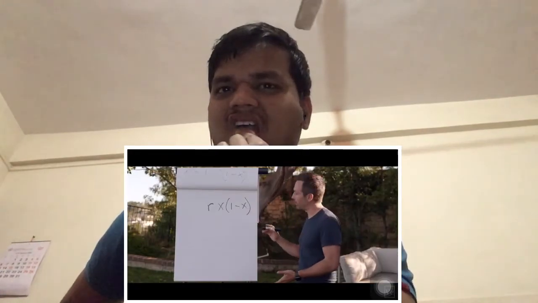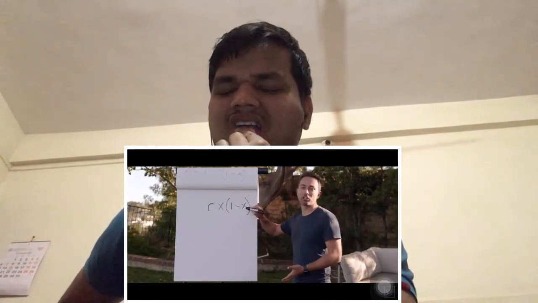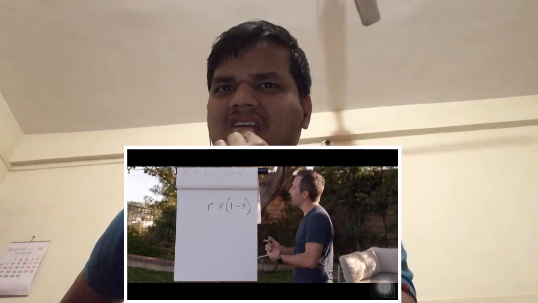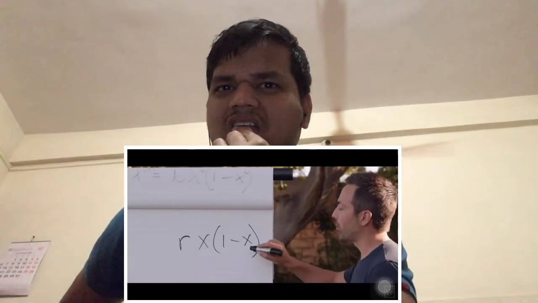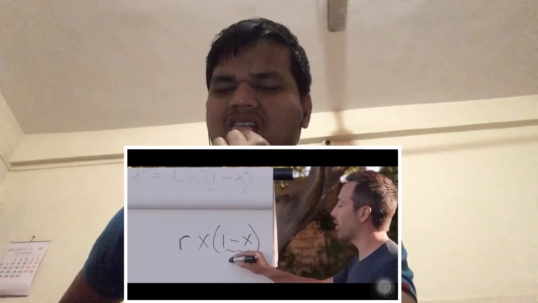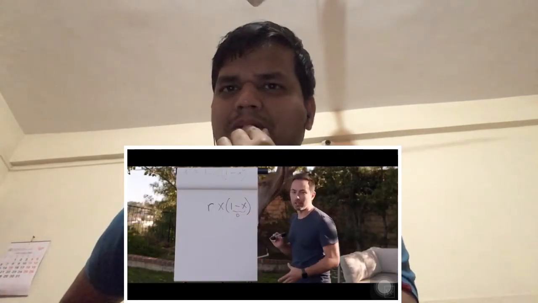I can add the term 1 minus x to represent the constraints of the environment. And here I'm imagining the population x is a percentage of the theoretical maximum. So it goes from 0 to 1. And as it approaches that maximum, then this term goes to 0. And that constrains the population.